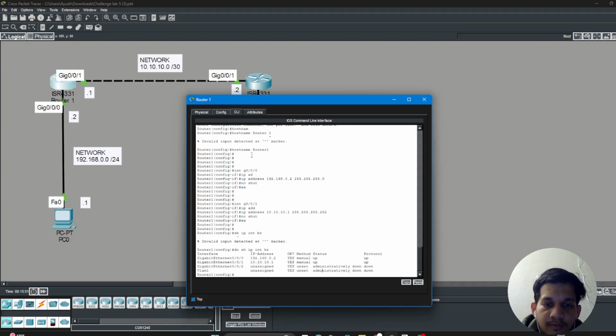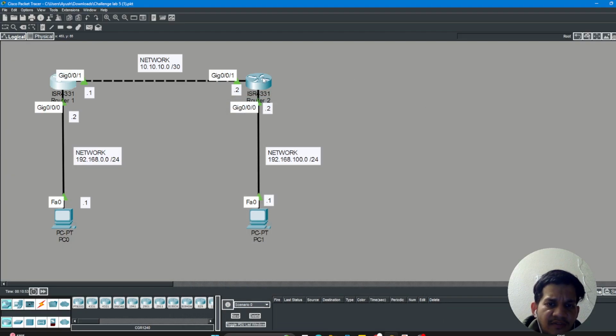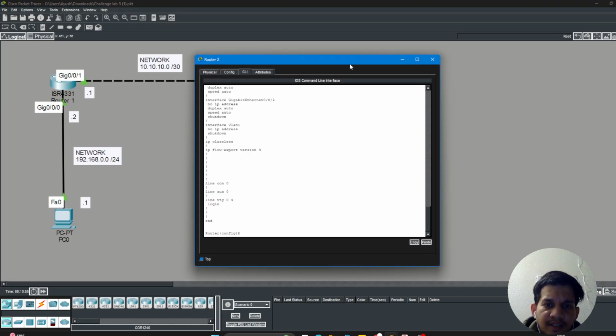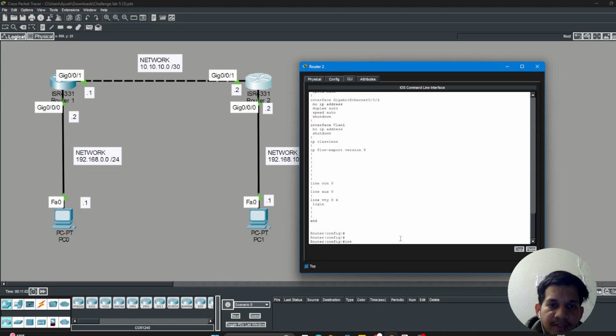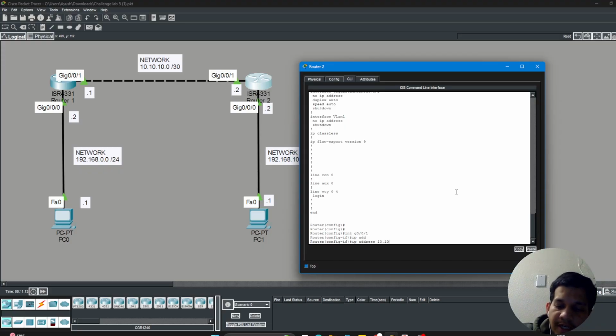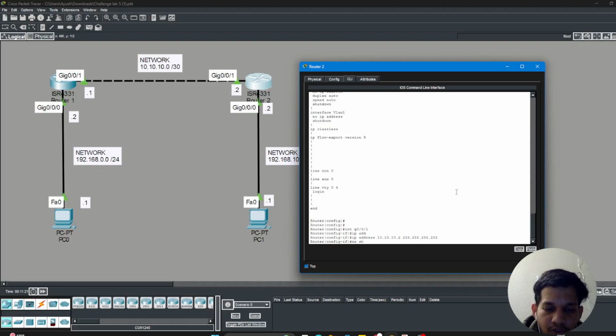Now at first let's just configure all the IP addresses, and we'll look at the static routing in a minute. On router 2, go to interface G0/1 and set the IP address. Here it will be .2, so 10.10.10.2/30, which is 255.255.255.252, and then no shut.